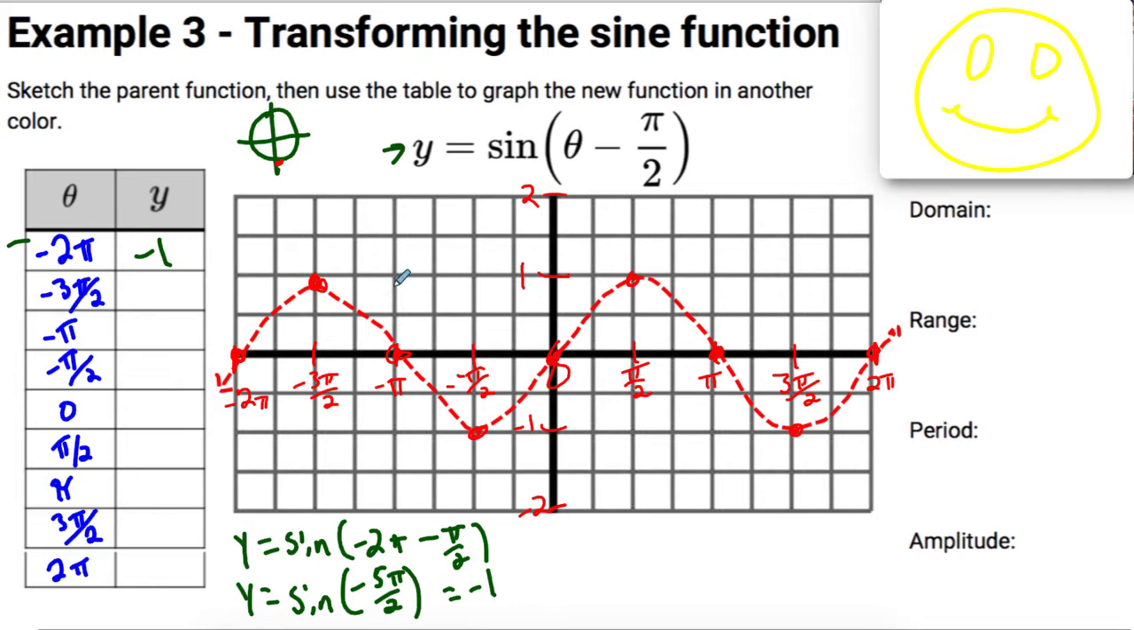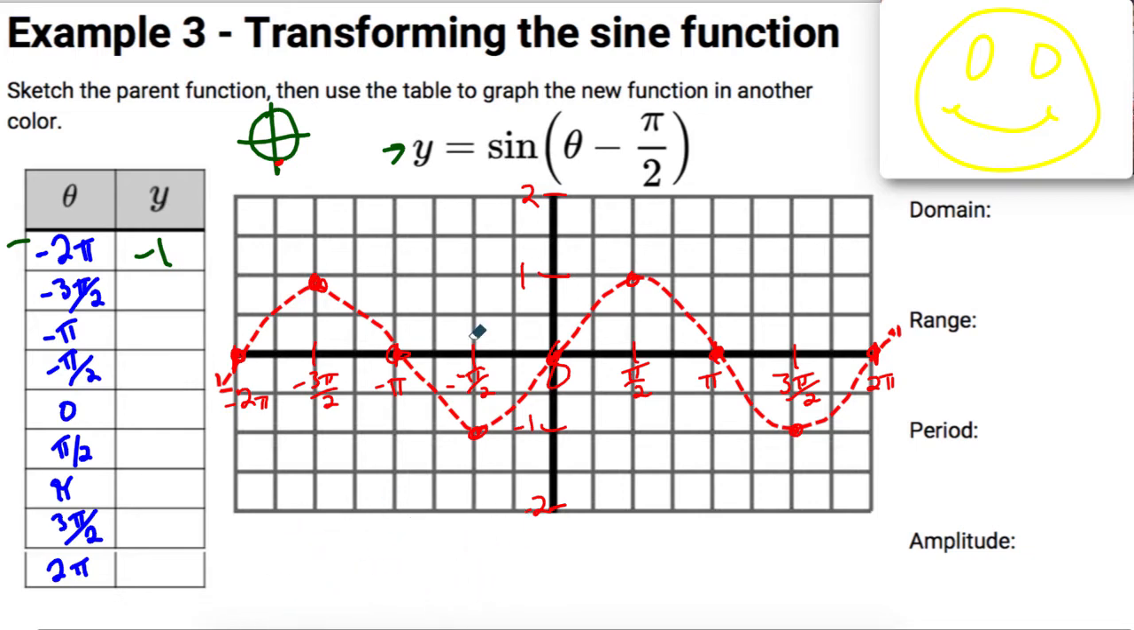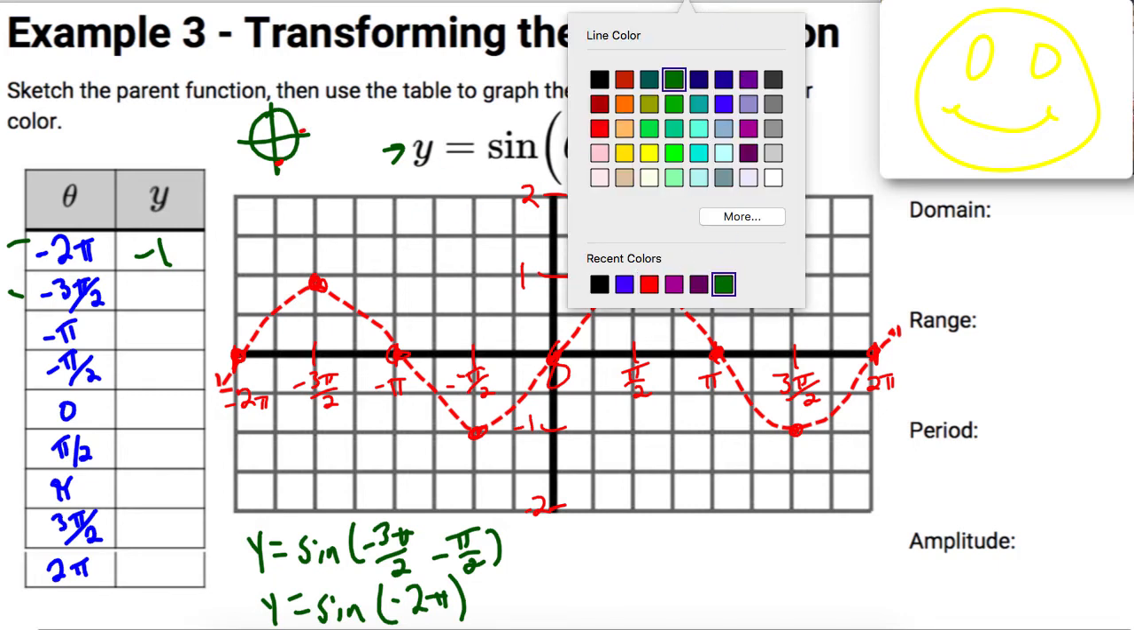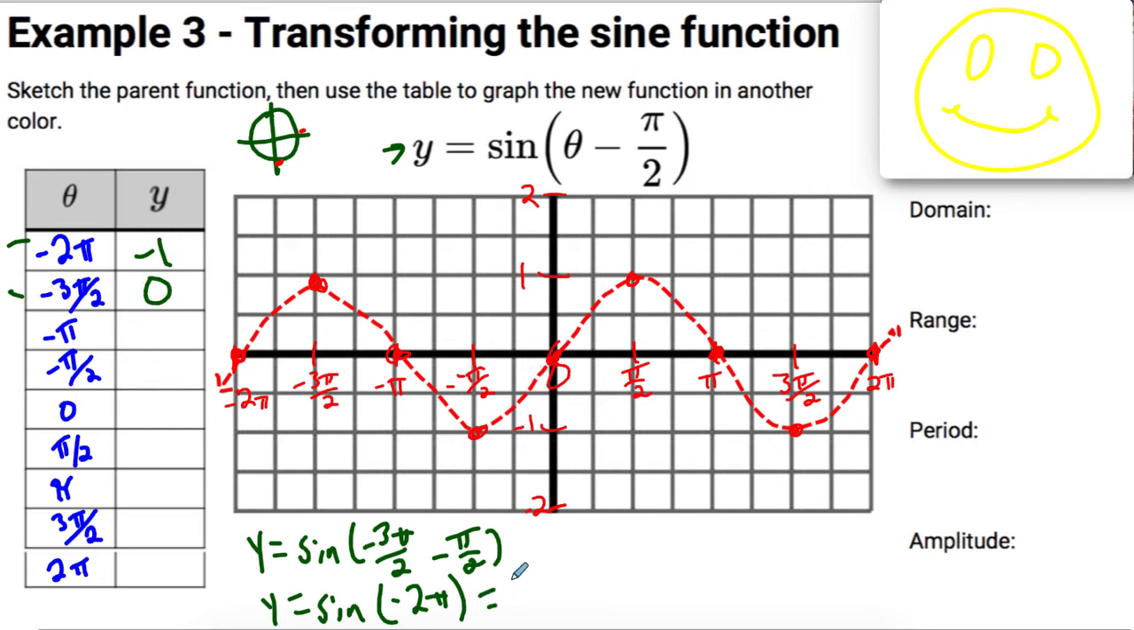Up next, I'm going to evaluate when theta is equal to negative 3 pi over 2. So let's plug in negative 3 pi over 2 for theta. So y is going to equal sine of negative 3 pi over 2 minus pi over 2. And if I simplify that, that's going to be the sine of negative 4 pi over 2, also known as negative 2 pi. All right, and negative 2 pi, if I go back to my unit circle and start at 0 radians and go clockwise, that'll be negative pi over 2, negative pi, negative 3 pi over 2, and negative 2 pi. So it looks like the y value there is 1. So that gives me another value on my graph. Or excuse me, equals 0, not 1. Okay, so we'll get rid of that.